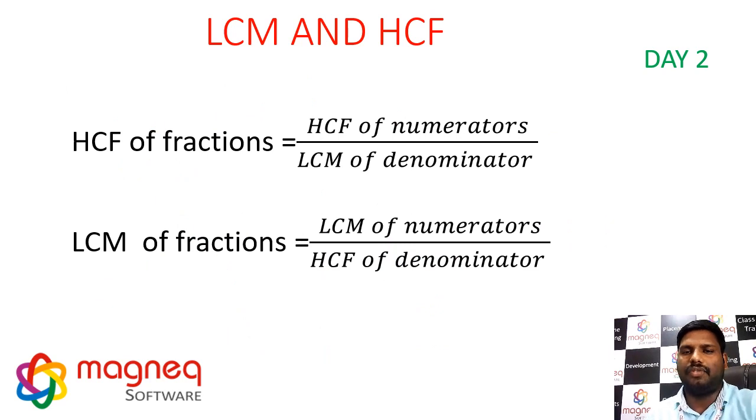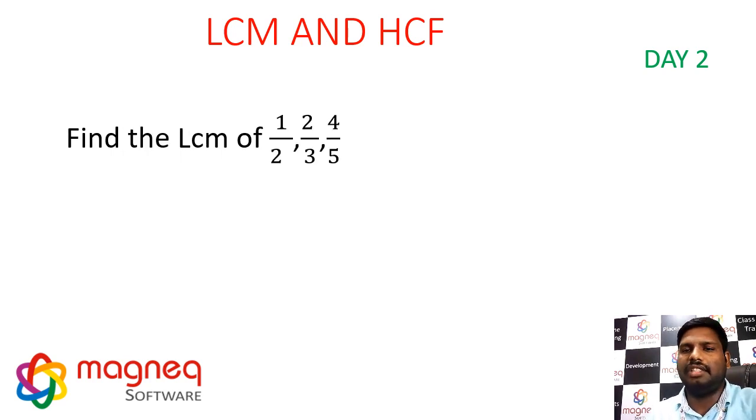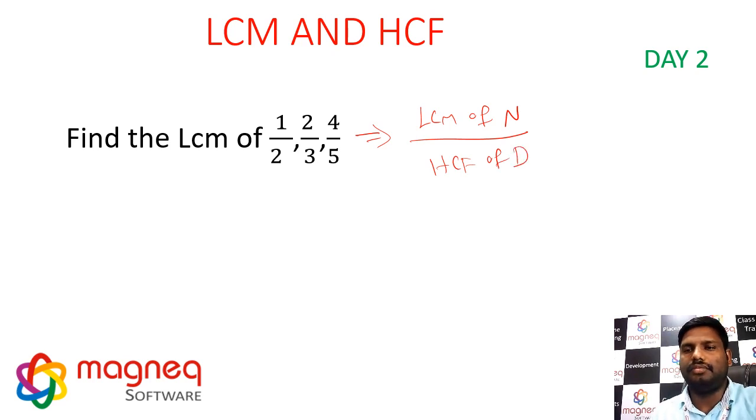Next, HCF of fractions equals HCF of numerators by LCM of denominators. LCM of fractions equals LCM of numerators by HCF of denominators. So find the LCM of 1 by 2, 2 by 3 and 4 by 5. So what is the formula? LCM of numerators by HCF of denominators. LCM of numerators: 1, 2 and 4.